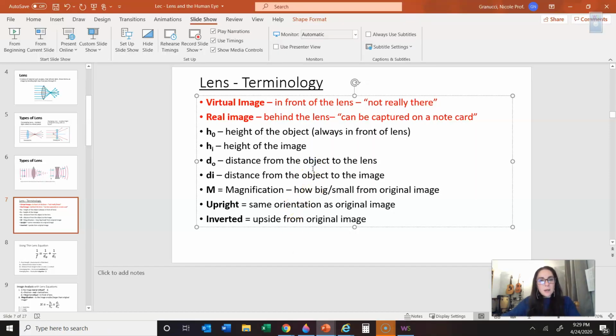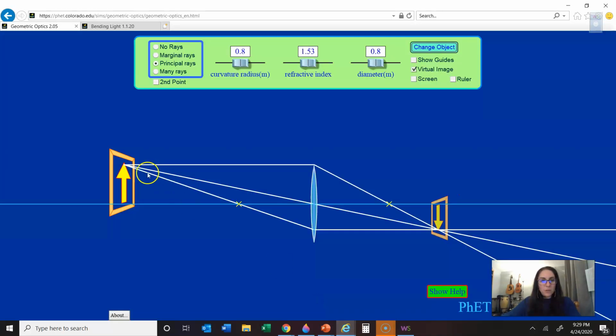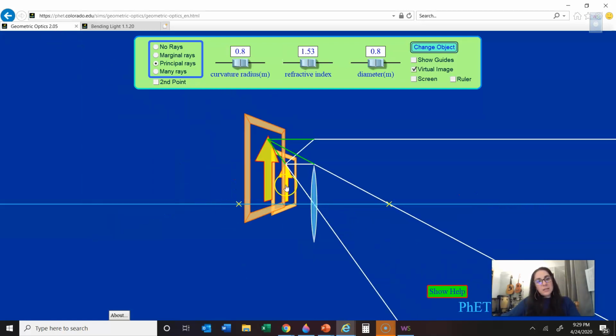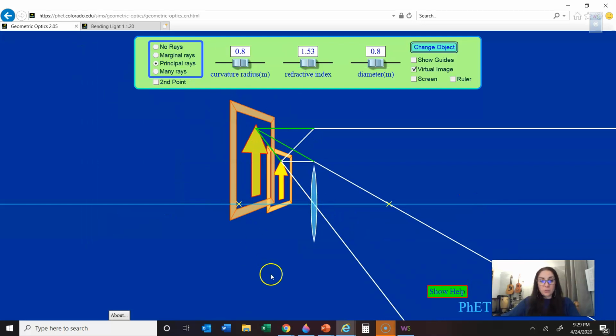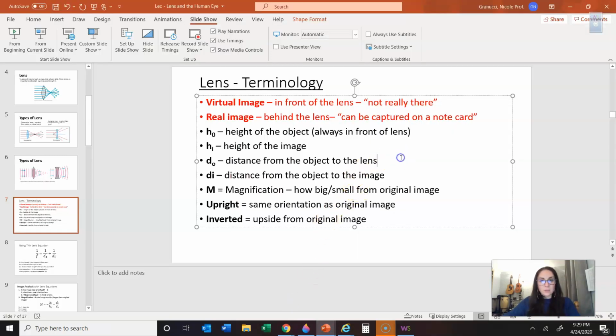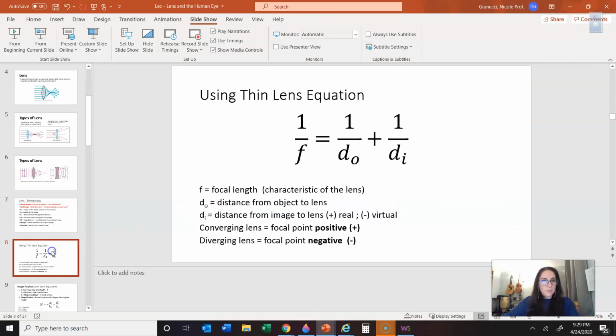The distance, so this is the distance from the object to the lens, the distance from the image. So we always treat this as a positive distance. So the distance from here to here is going to be, say, 9 meters. And then if the image distance is positive, it's a real image. And if the image distance is negative, it means it's in front, it would be a virtual image. So that's another unique thing. And then you have upright, inverted, and magnification.